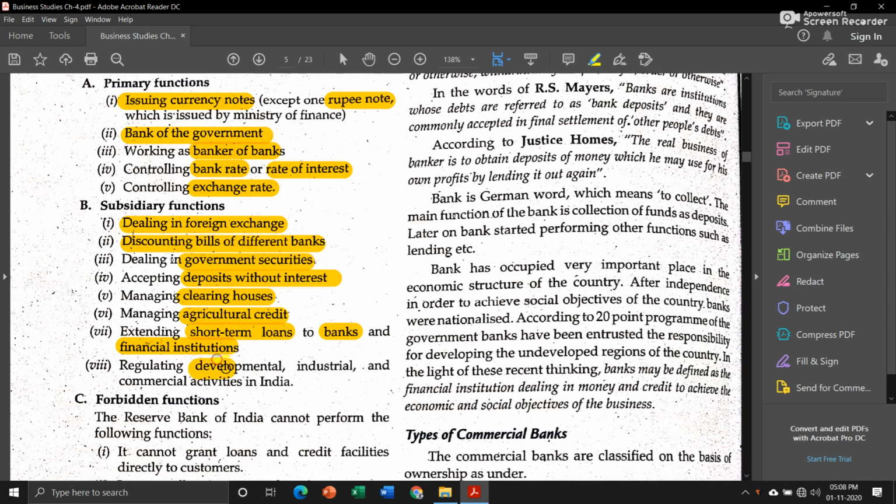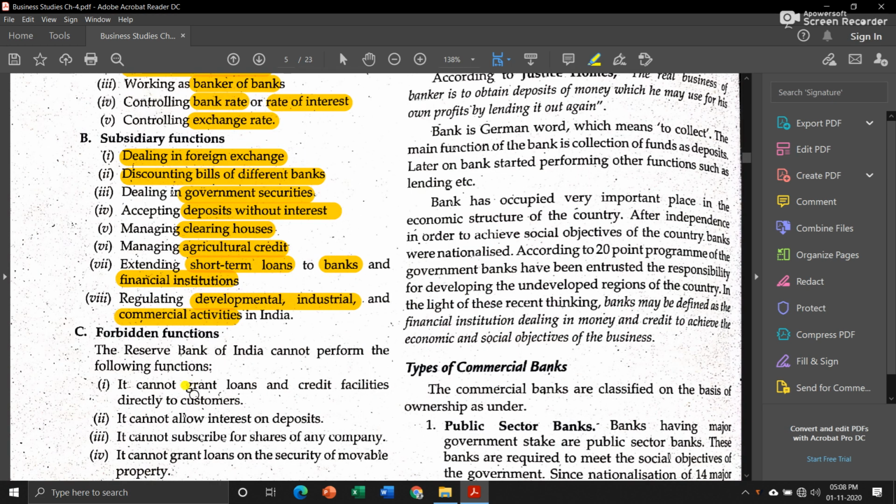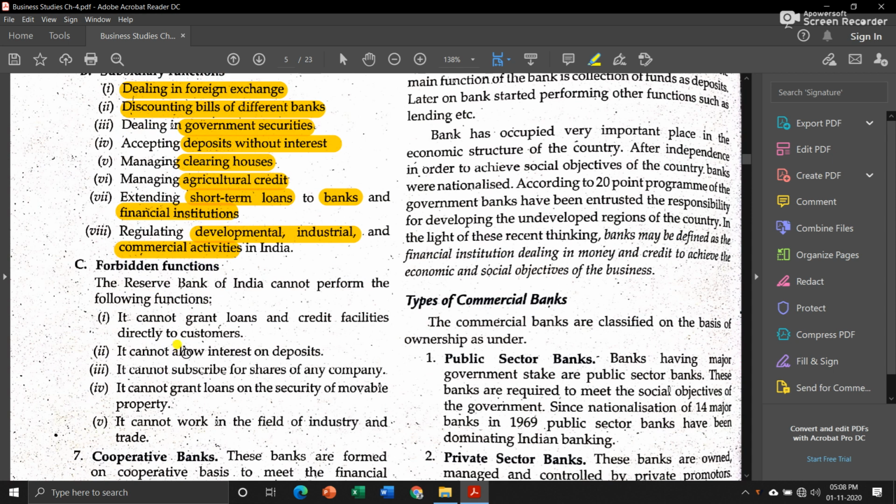Then regulating developmental, industrial and commercial activities in India. Now in another sense it means that RBI works for the development of the country. Now there are some forbidden functions of RBI as well, means it cannot grant loans and credit facilities directly to customers. They can provide loans or credit facilities but to other financial institutions, banks or government, but they cannot give loans or credit facilities to the general public like you and me.